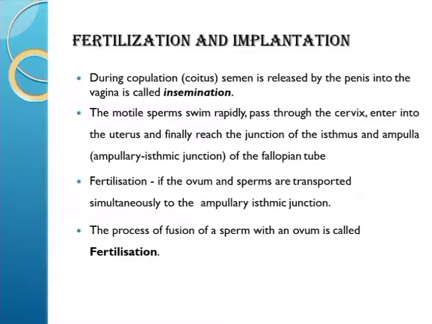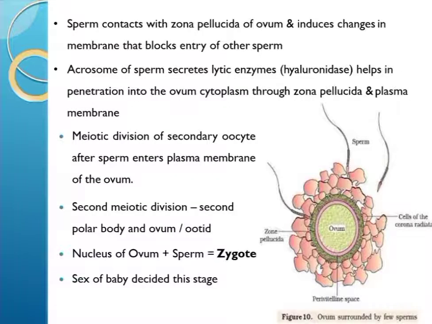The process of fusion of sperm with an ovum is called fertilization. A sperm during fertilization comes in contact with the zona pellucida of the ovum. You can see in the diagram given here. So the sperm will come in contact with the zona pellucida of the ovum and induces changes in the membrane, because of which the entry of other sperms will be blocked. This ensures that only one sperm can fertilize an ovum. It prevents polyspermy.